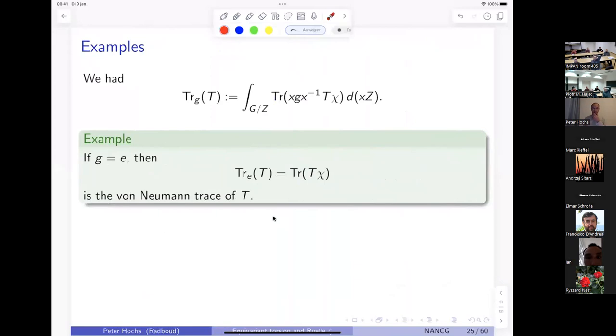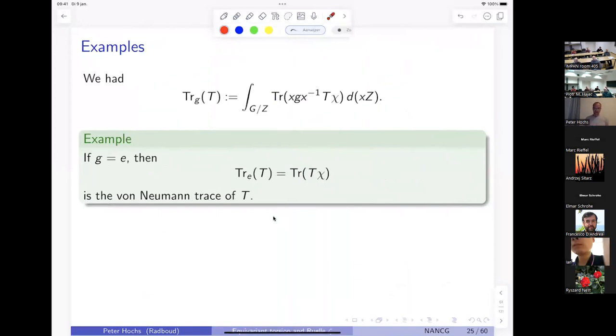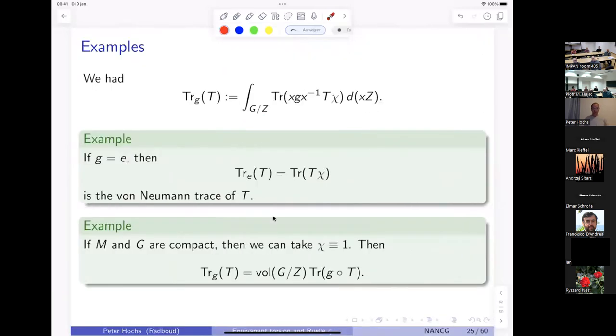Okay, some special cases here. This is the definition of this G trace. If you take the identity element, then the centralizer is everything. So G mod Z is just one element, so there's no integral over G mod Z. So you only get the trace of T composed with chi, which is the von Neumann trace used by Atiyah, for example, in the L2 index theorem. That's a special case.